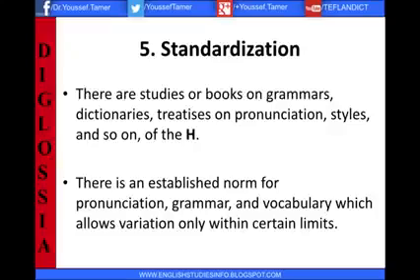Now, if you compare this to the low varieties, in our case we're talking about Moroccan Arabic. So how many Moroccan Arabics do we have? Many. Moroccan Arabic, Algerian Arabic, Tunisian Arabic, Libyan Arabic, and so on and so forth. So there is a lot of variation in there, by opposition to Standard Arabic, where there are established norms that don't allow for variation.